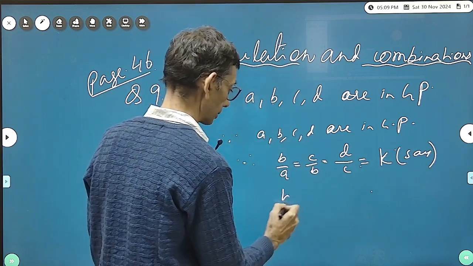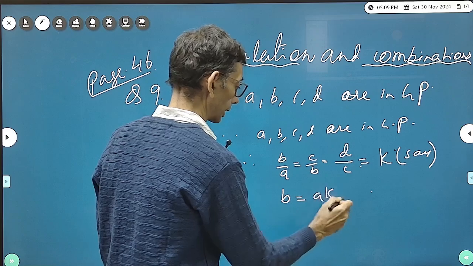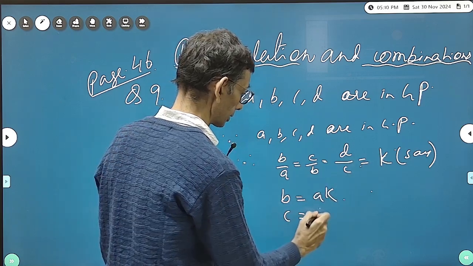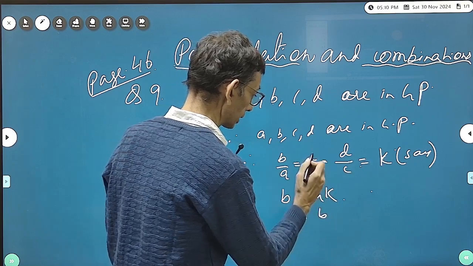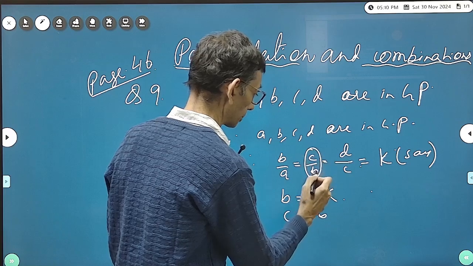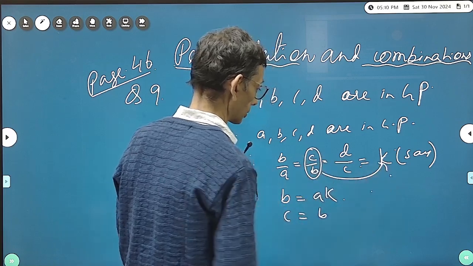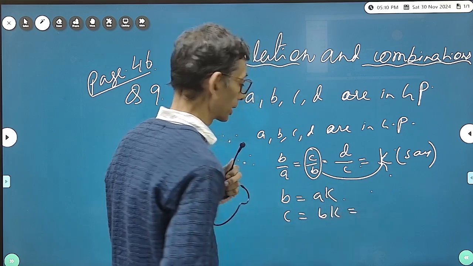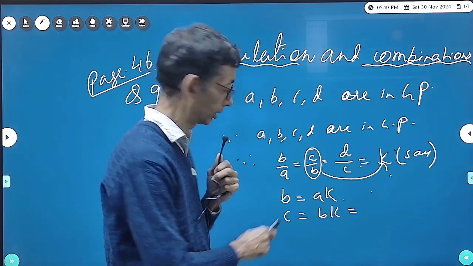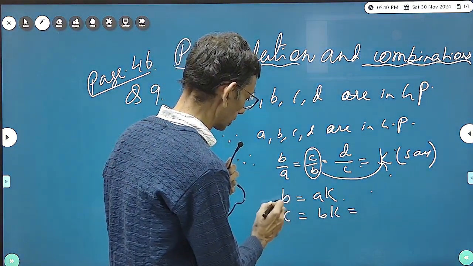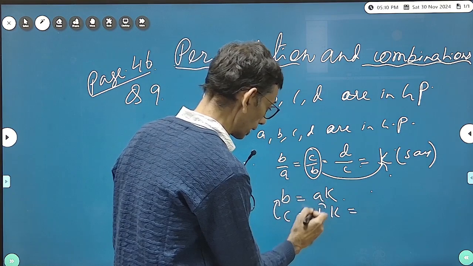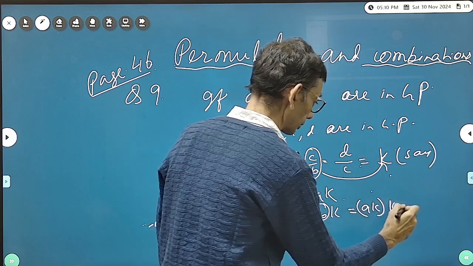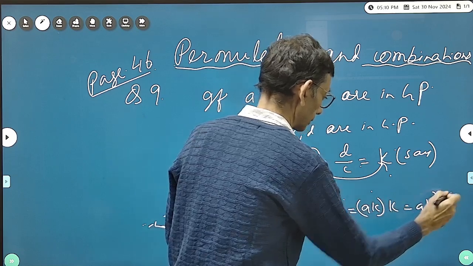So what is B? B is A into K. Then what is C? If you want to find C, you have to multiply B with K. So C is equal to BK. But you don't need to keep B as B, because we know the value of B: B is equal to AK. So B is replaced: AK into K, so C is equal to AK square.